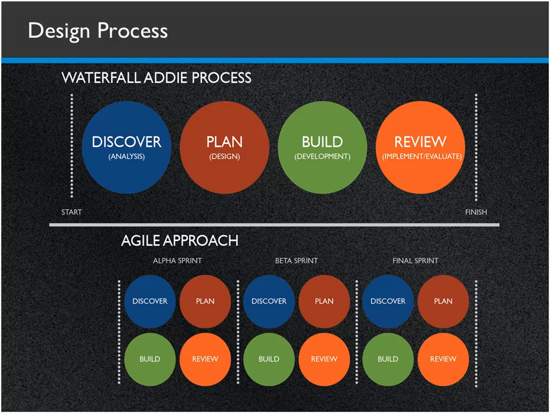As we look at the Agile approach, you see all of that discover, plan, build, and review, but it's in different sprints. So we're going to build something and review it, and then we're going to build it again or make the changes that we need to make.